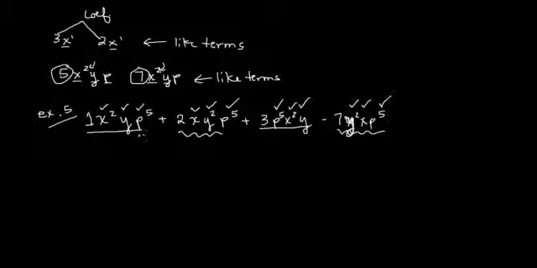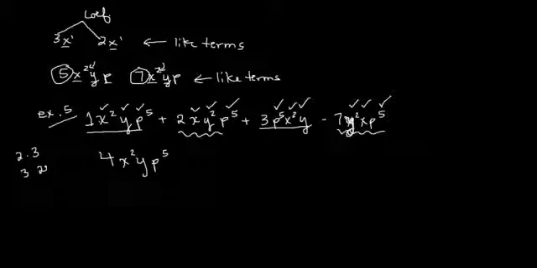Now, if they're alike, what we do is we add the coefficients. So let's add the straight line coefficients. So we have a 1 and a 3. So 4 x squared y p to the fifth. And as you can see, the order doesn't matter in multiplication. Remember, 2 times 3 is the same as 3 times 2, so it doesn't matter that the order is different. And then we have a 2 minus a 7, which would be a negative 5 x y squared p to the fifth.